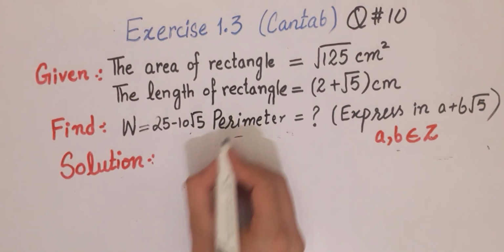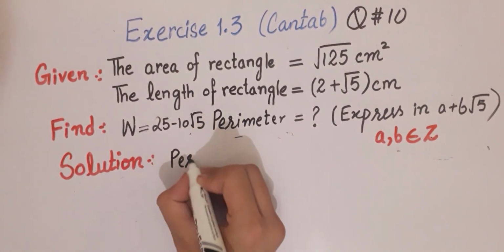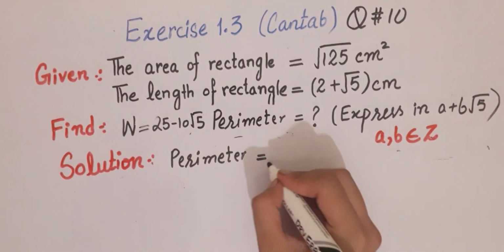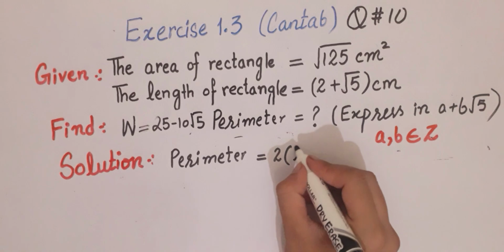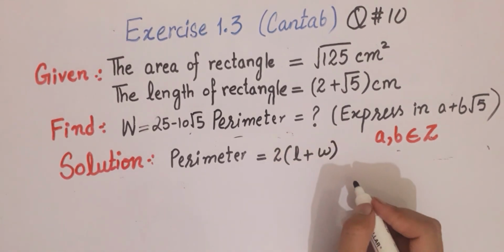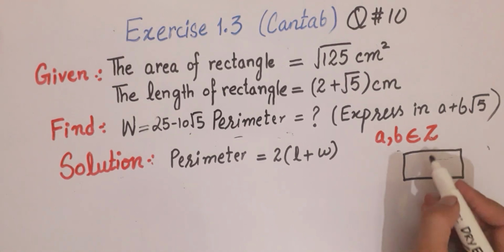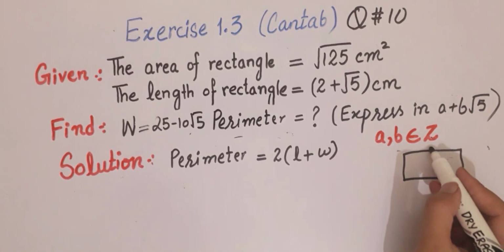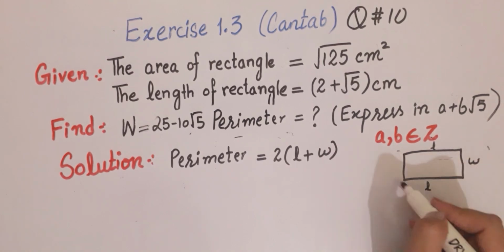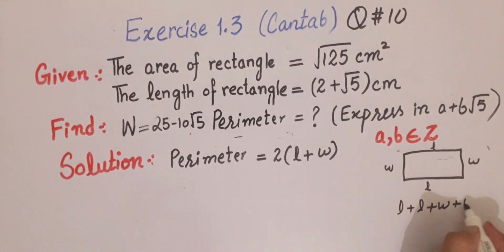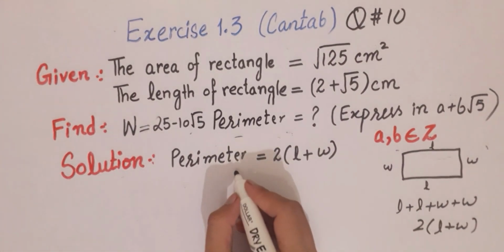Now we will find perimeter. Perimeter of rectangle is equal to the 2 into L plus W. In rectangle, we will add all the sides. We know that this length and this length is equal, and this width and this width is equal. So we will add these 4 sides as L plus L plus W plus W. That will become 2 into L plus W. So this is the perimeter.